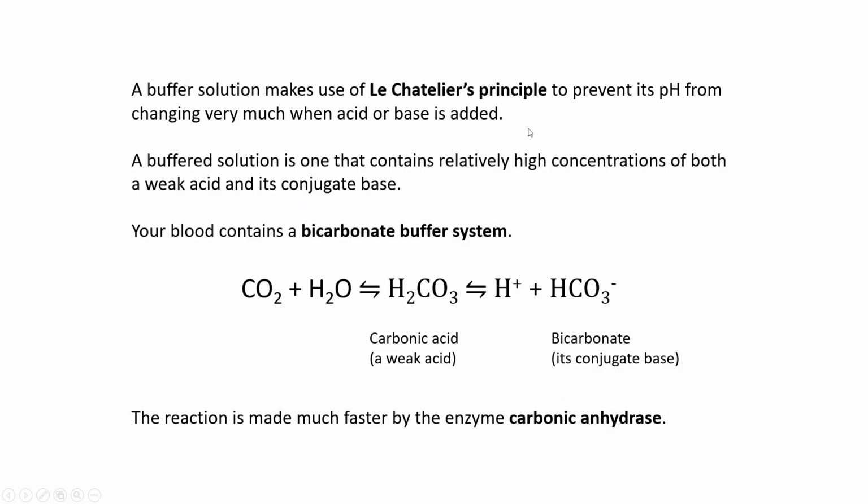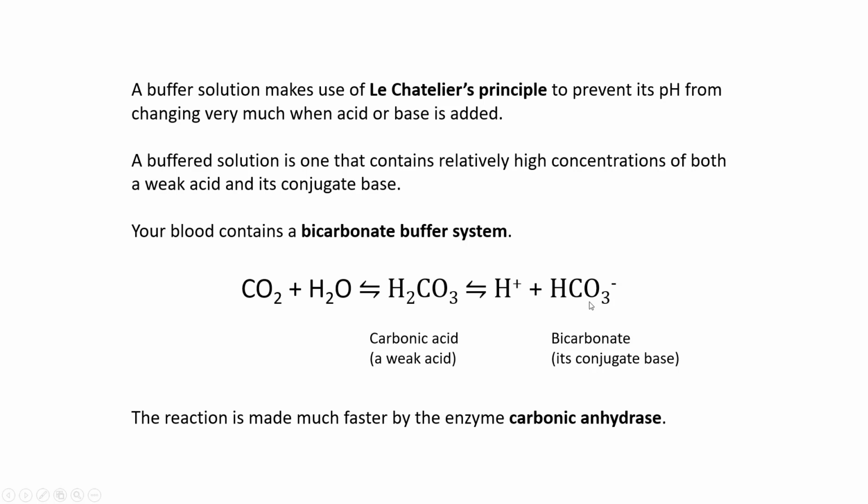So let's look at the case of a buffer solution. A buffer solution makes use of Le Chatelier's principle to adjust its pH, and this prevents it from changing very much when an acid or base is added. A buffered solution is one that contains a relatively high concentration of both a weak acid and its conjugate base. Your blood contains the bicarbonate buffer system. So here, for example, in your blood you have carbon dioxide, water, carbonic acid, hydrogen ion, and bicarbonate.